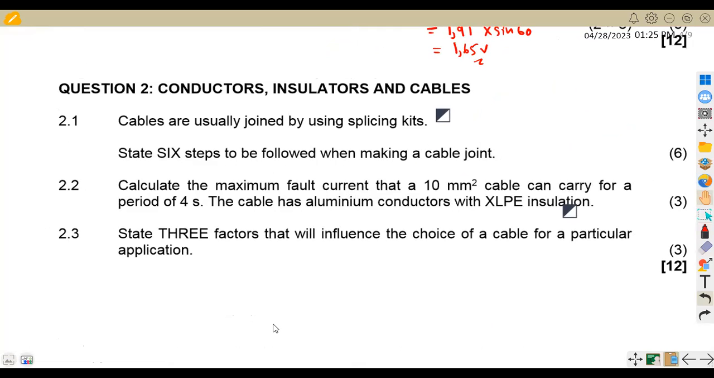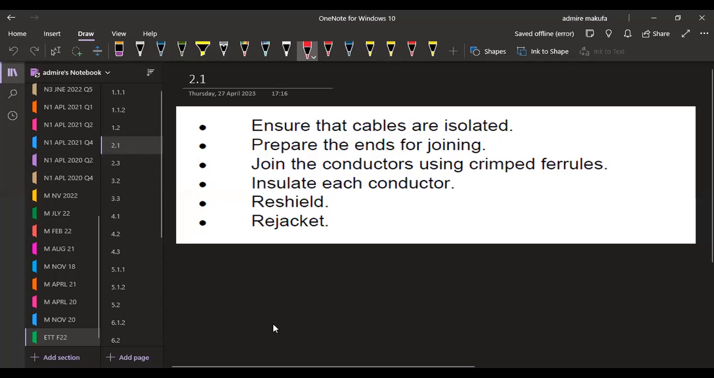All right, so I'm just going to show you the steps that you're going to take. First, ensure that cables are isolated. Prepare the ends for joining, then join the conductors using crimped ferrules in this case. Then insulate each conductor, reshield, and re-jacket. So these are the major steps that we are to take for making a cable joint in this case. All right, so that is what we had.